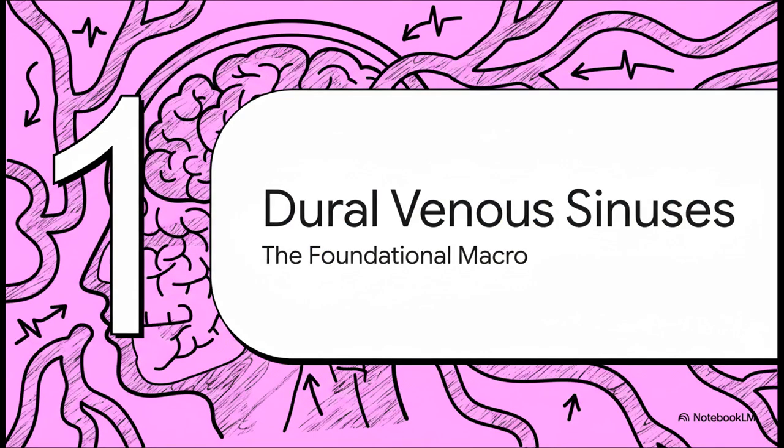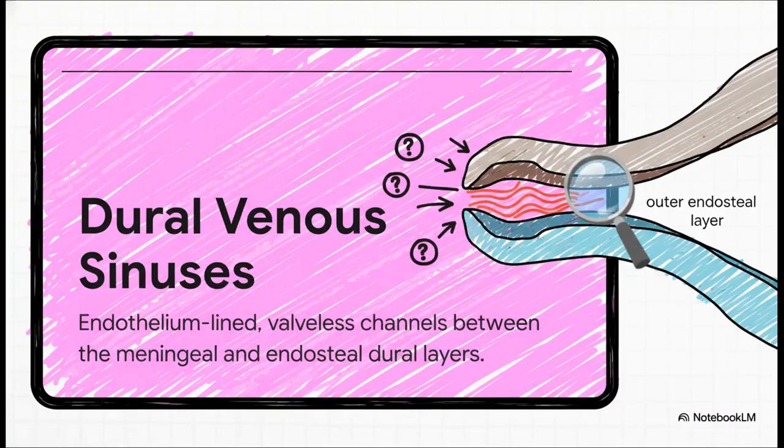All right, Section 1, Dural Venous Sinuses Intro. Let's set our foundational macro view and establish a baseline. So what exactly are these structures? Basically, dural venous sinuses are the brain's drainage system. But wait, they're not your typical veins. They are endothelium-lined spaces with absolutely no muscular coat, and crucially, zero valves. This valveless feature? Total game changer, especially for the spread of infections, which we'll get into shortly.